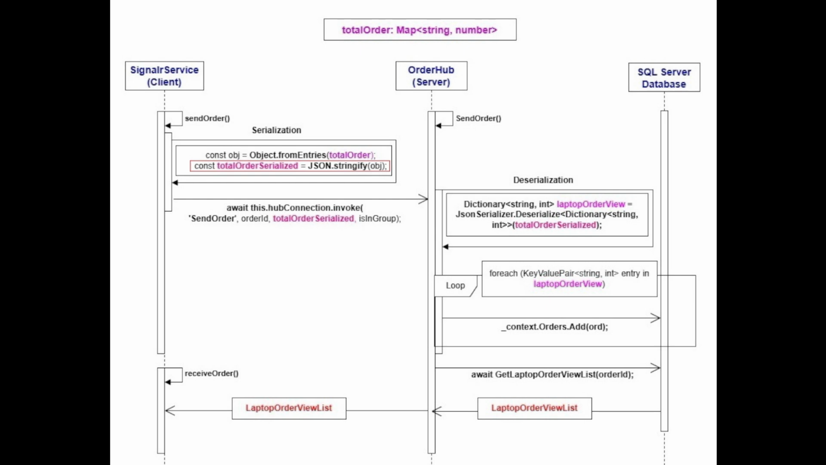Using the for each loop, the order records from the laptop order view dictionary are inserted into the database. After that, we send a request to the database to get the order details in the laptop order view list object. This object is sent to the client function receive order. Let's implement the updates in the project.